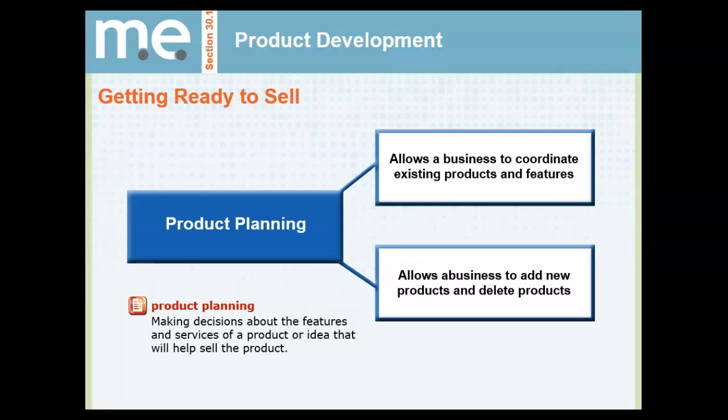So product planning is making decisions about the features and services of a product or idea that will help sell that product. It breaks down into 2 different categories, and it allows a business to coordinate existing products and features, and it allows businesses to add new products and delete products.